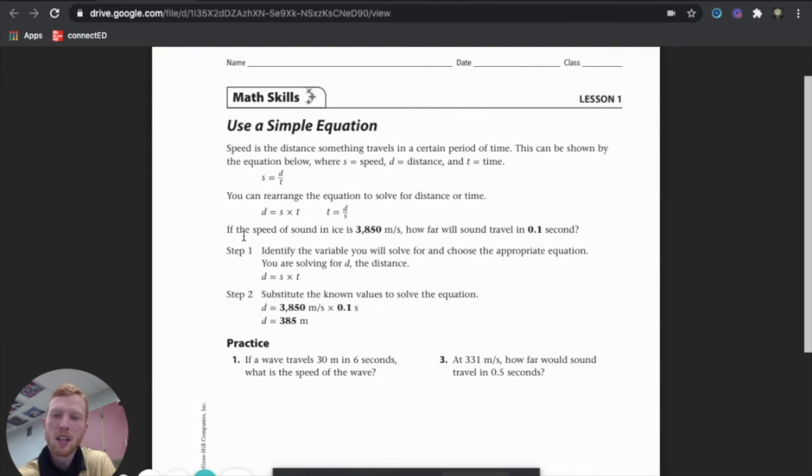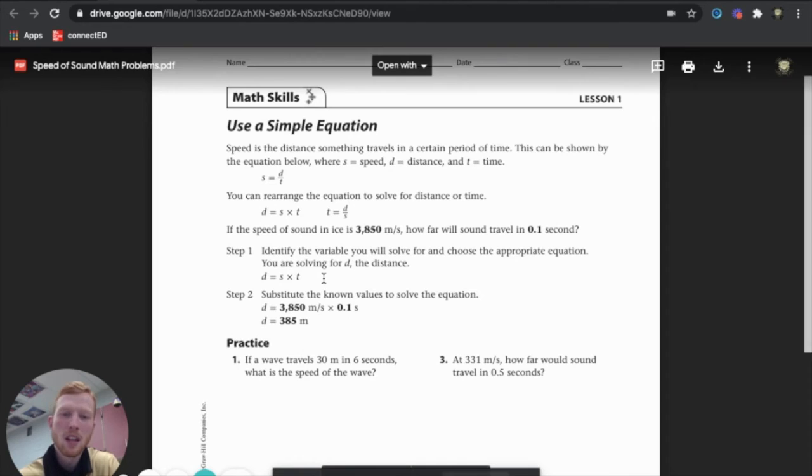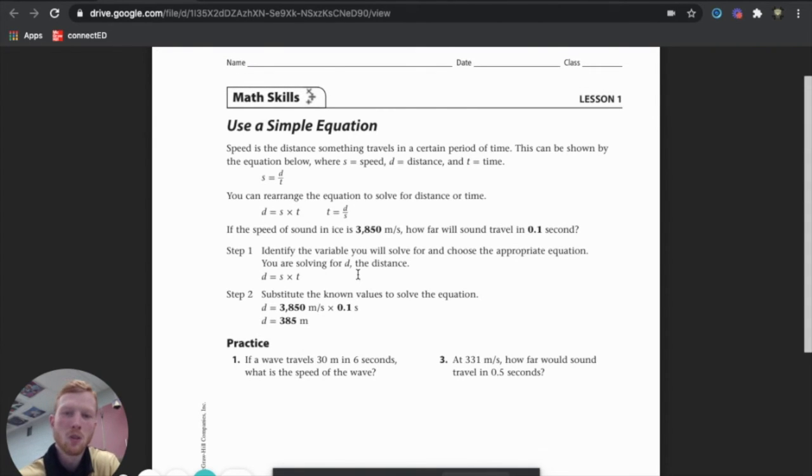If we look at this example, it says if the speed of sound in ice is 3,850 meters per second, how far will sound travel in 0.1 second? Well, it says step 1 here, identify the variable you will solve for. You do not know the distance because it says how far. If it asks you how far, you need to solve for distance. Therefore, you need to use distance equals, and now it's turned into a multiplication problem because it is giving you the speed, it is giving you the time, so you would multiply those 2.